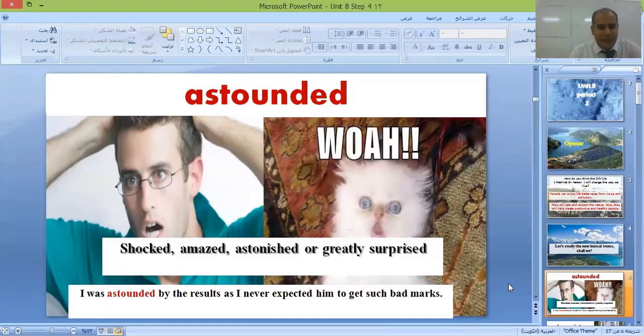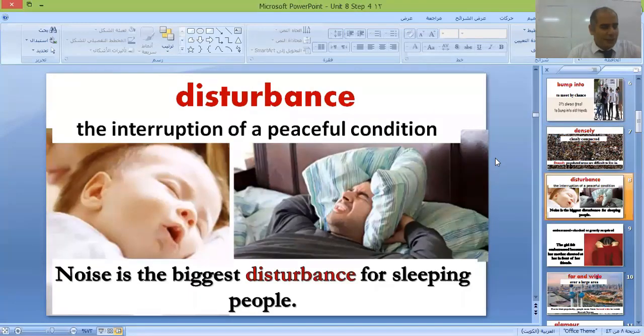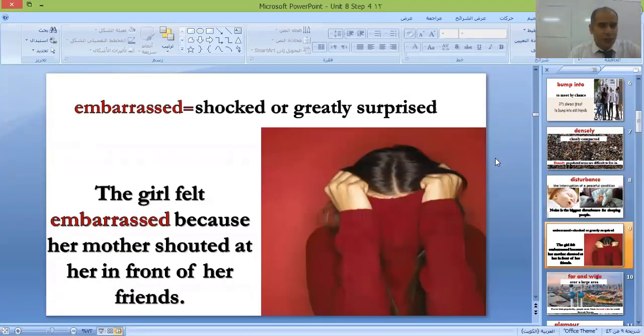Astounded means shocked, amazed, astonished, or greatly surprised. Densely means closely compacted. Example: densely populated areas are difficult to live in. Disturbance, the interruption of a peaceful condition. Noise is the biggest disturbance for sleeping people. Embarrassed means shocked or greatly surprised. The girl felt embarrassed because her mother shouted at her in front of her friends.